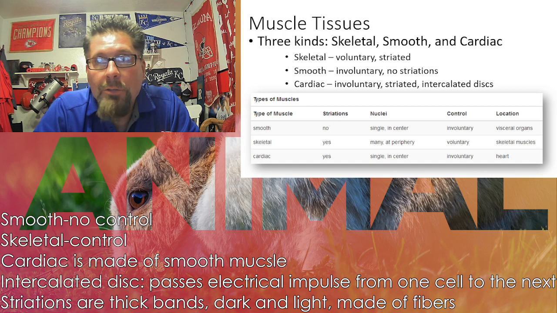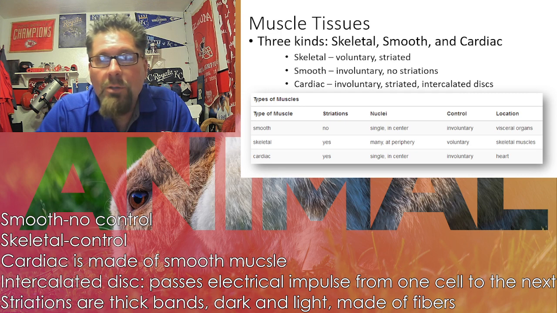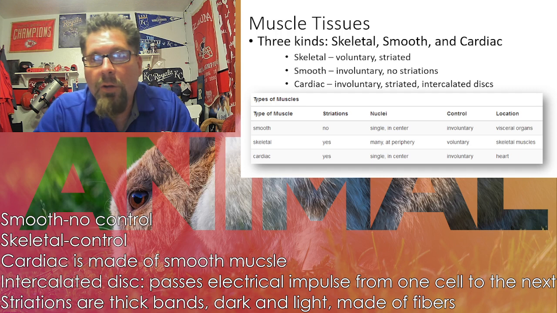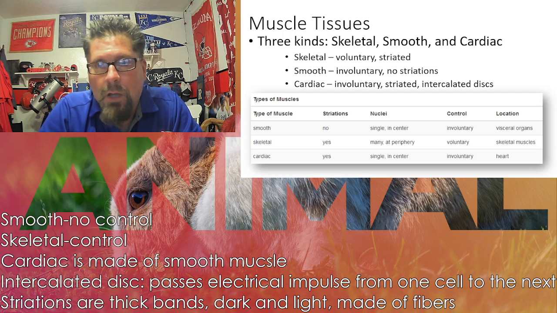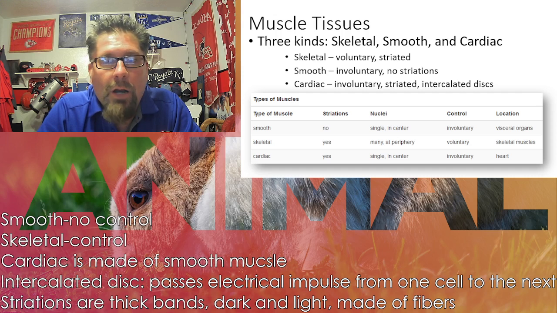Now when we're talking muscle tissue, right off the bat we want to talk about the three types, what the control levels are, and what the striations situation is. The three types, as you can see in the diagram beside me, are skeletal, smooth, and cardiac. There typically are only two types, but cardiac is made of smooth muscle, but it has some other things, those intercalated discs that separate it out from traditional smooth muscle.